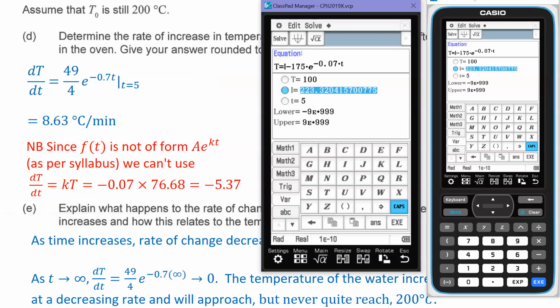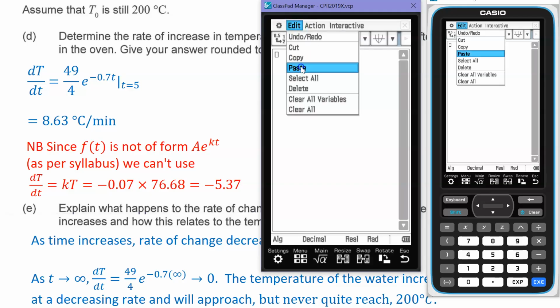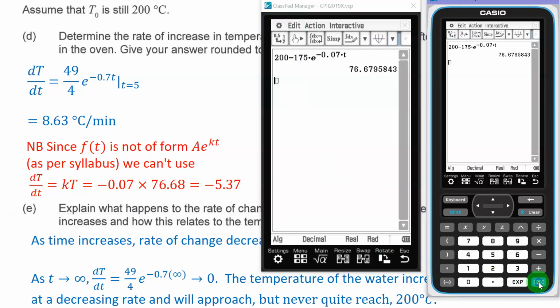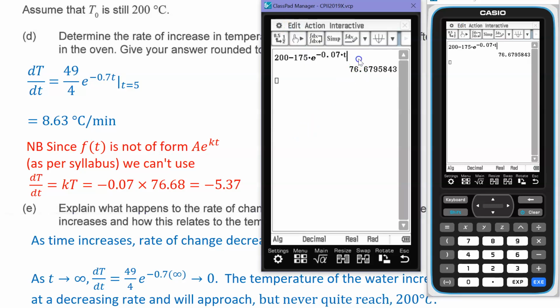So ClassPad may as well do the work for us. I'm just going to change I to actually 200, and to save typing this all out again, I'll just take a copy from here, head back into main and paste it in, tap execute, and then, oh, T must have a value, so I better edit, clear all variables, okay, and then tap on that one again. So, let's go back into standard mode, and third time lucky.